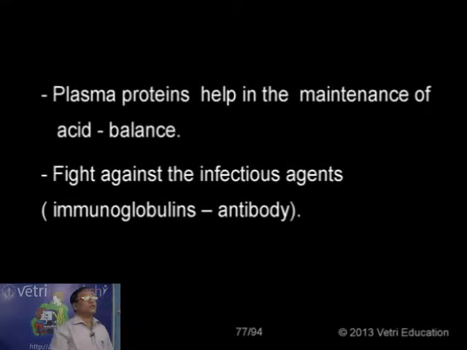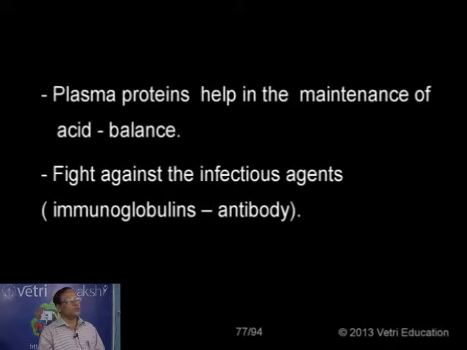Then, actually, we need an optimum pH of 7.35 to 7.45 in the blood. That is the optimum pH in the blood, 7.35 to 7.45. And such a pH is maintained because of acid-base balance. So the acid-base balance is also maintained by some of the plasma proteins. The acid-base balance of the blood is maintained because of certain factors along with the plasma proteins. It is also one of the functions of plasma proteins.